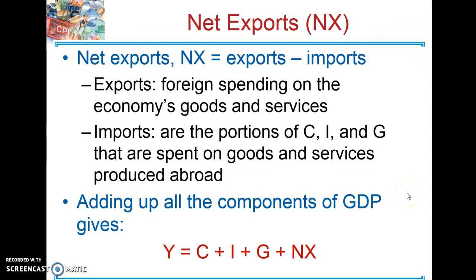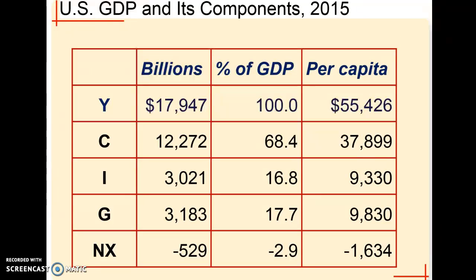And finally, we're going to define net exports as exports minus imports. Exports are foreign spending on the economy's goods and services, and imports are the portions of consumption, investment, and government spending that are spent on goods and services that are produced abroad. So adding up all the components, we'll refer to GDP as Y, and GDP then is C plus I plus G plus net exports. So here's US GDP and its components in an example year.